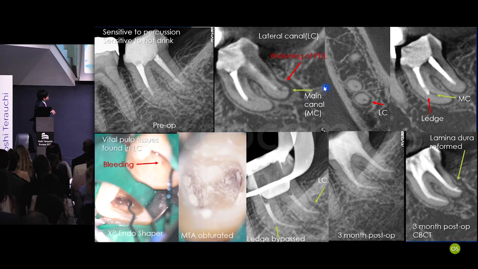And here you see the lateral canal with a small lateral lesion. Then I knew there was a lateral canal. So I pushed MTA, and I got MTA into the lateral canal. This is 3 months post-op, already showing nice periapical healing compared to this. Of course, the patient was already asymptomatic.